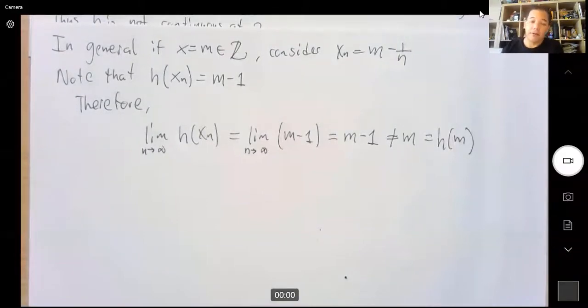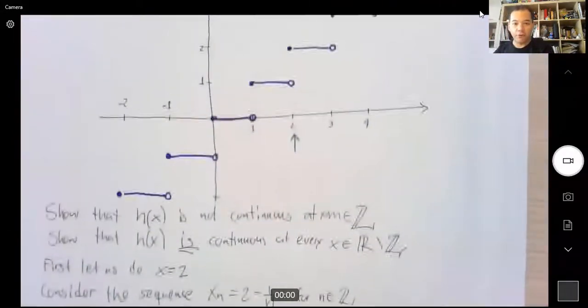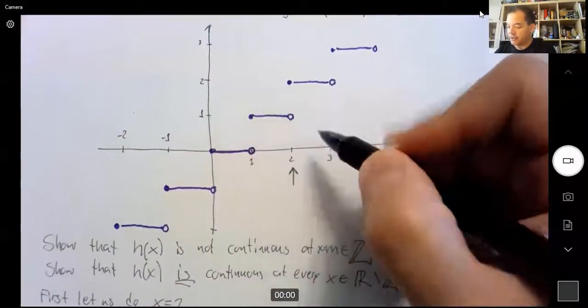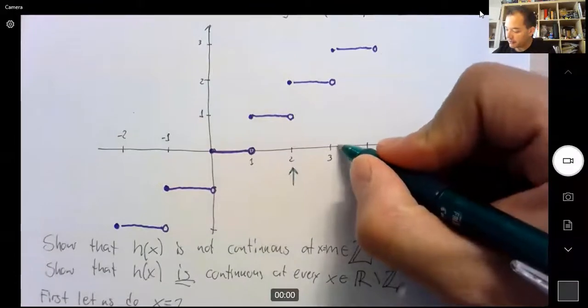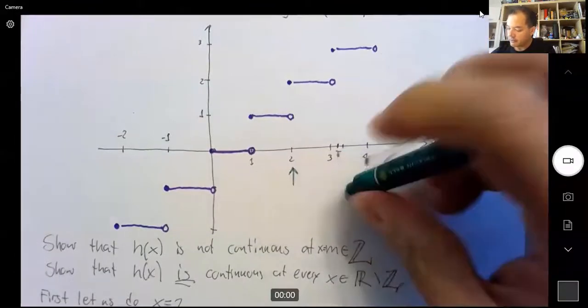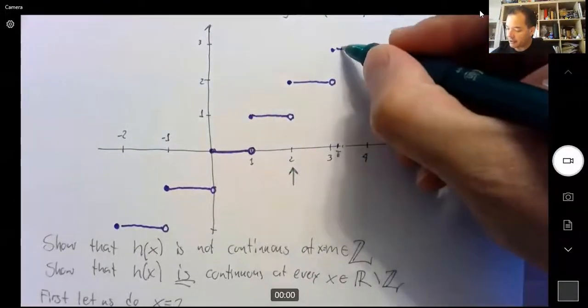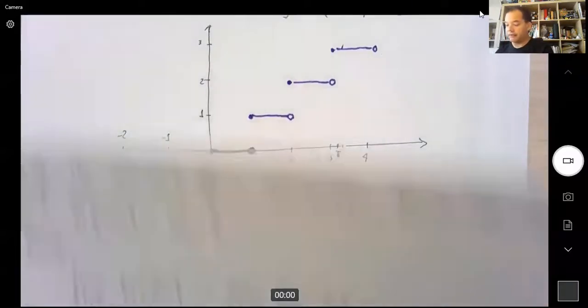Now, to do the other part. What's the other part? The other part is to show that it is continuous. Let's go back to the graph. So for every other number, right? So if you pick any other number that is not an integer, say pi, right? Pi is somewhere over here. If we pick pi, then right here at pi, it is continuous, right? The function is continuous.